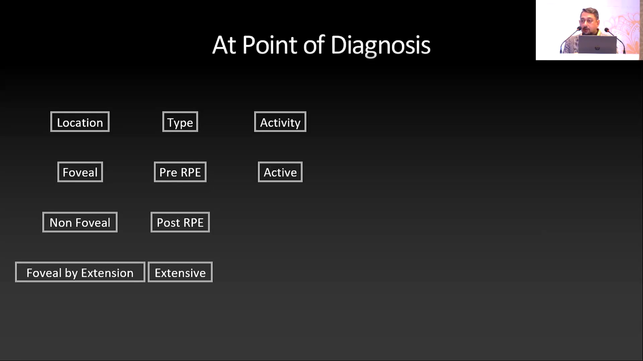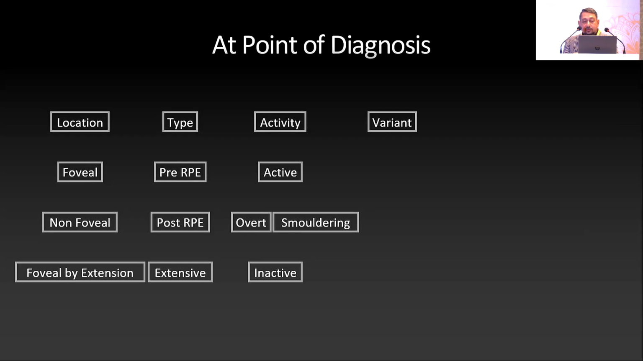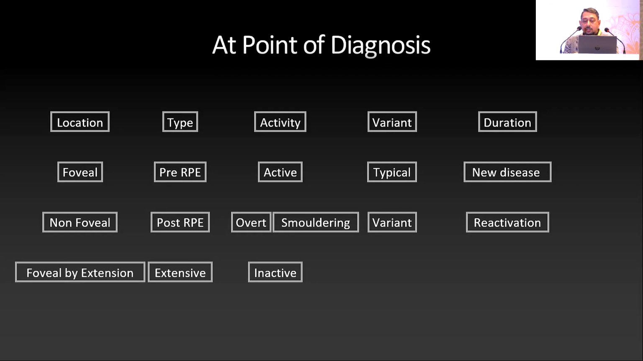The activity, we look if it's currently active. Is it overt or a smoldering activity by the nature of the OCT and the SRF, or whether it is inactive. You look for, is it a typical AMD type process happening, or is it a variant happening? And you look at the duration. Is it a new disease? Is it a reactivation? Or is it a chronic disease? So these are the first things at the point of diagnosis you look at. The location of the disease, whether it is smoldering, is it foveal by involvement or only by extension, and is the disease of new duration or not?